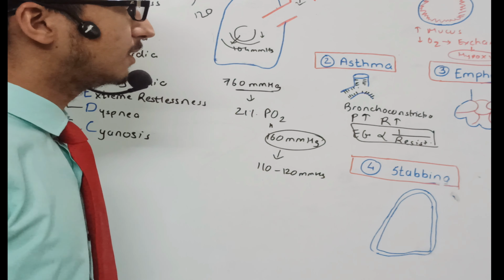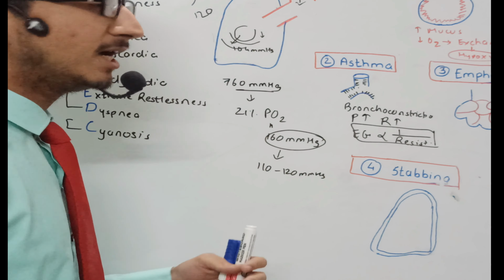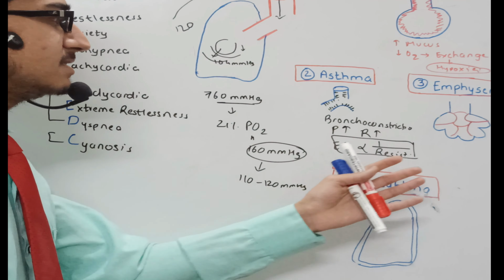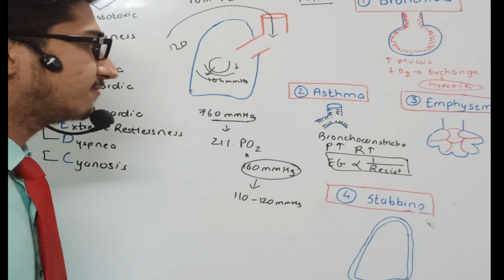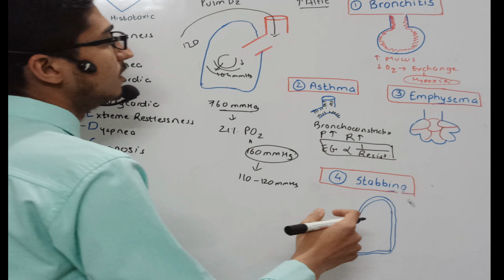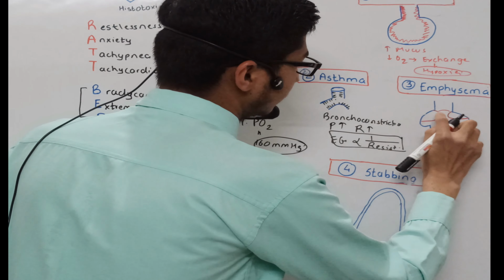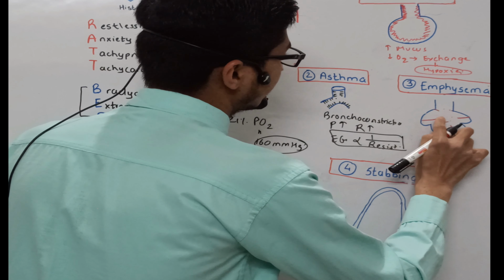Third important example is emphysema. Now what happens in emphysema? We have discussed this disease in our lecture of surface area. So in emphysema, these elastase fibers gets dissolved off.